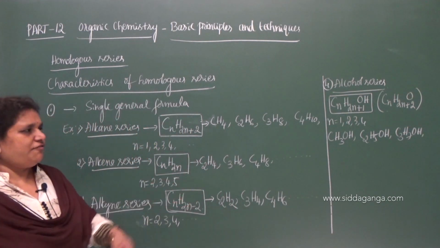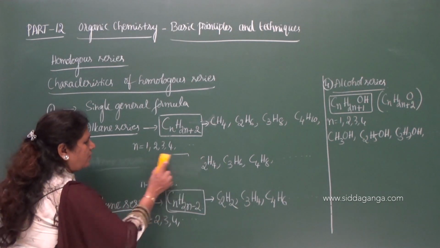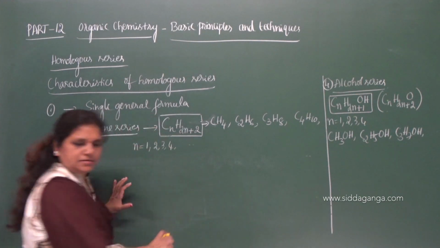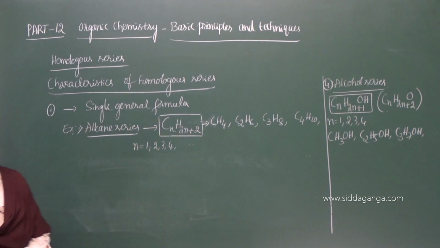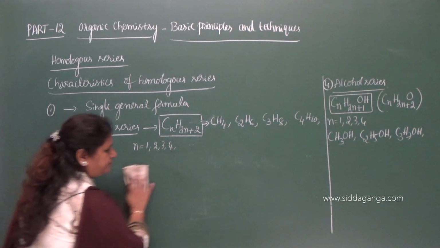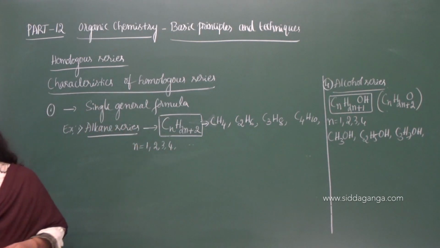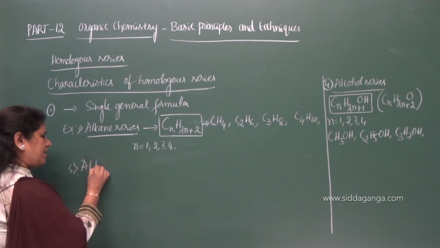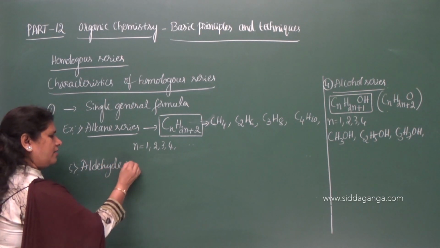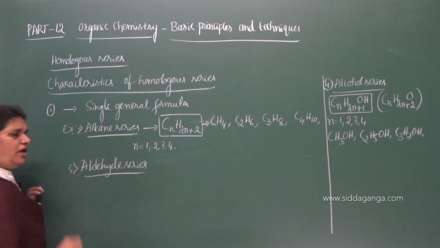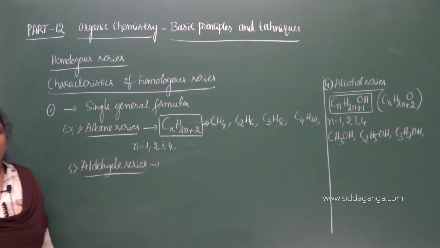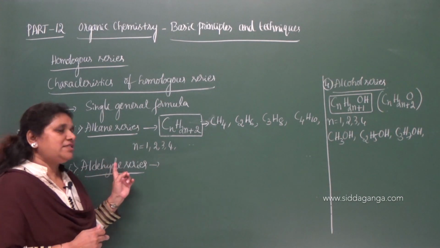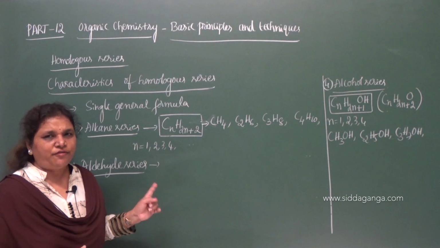Now let me give the fifth one after the alcohol series. Let me take one more series here, the aldehyde series, and give its general formula. So the next series, the fifth one, is the aldehyde series. How do we get the general formula of the aldehyde series? What is the functional group of aldehydes? CHO is the functional group of aldehydes.